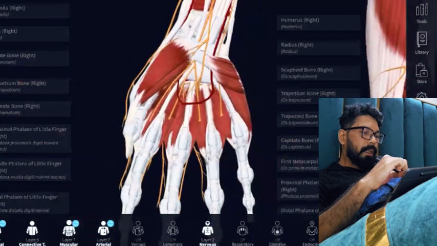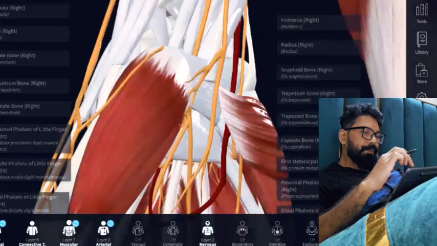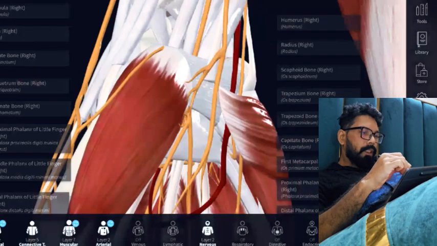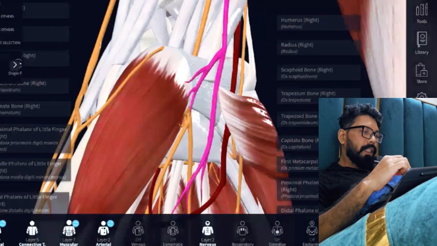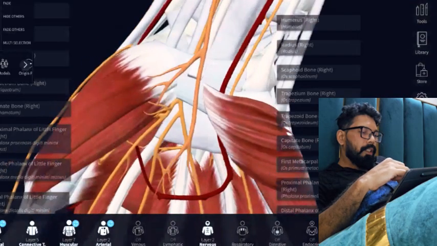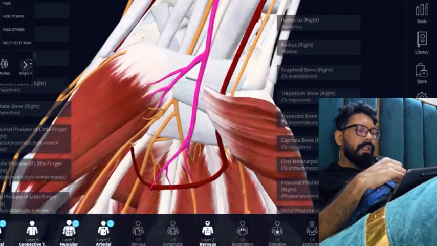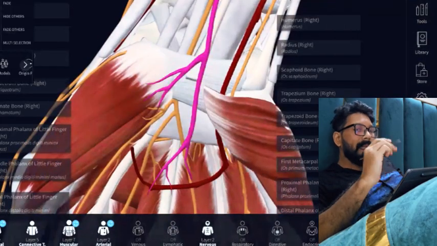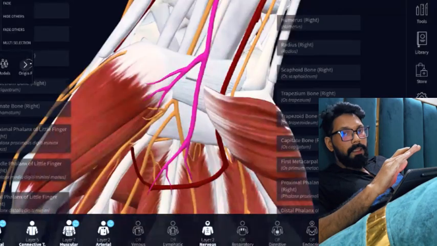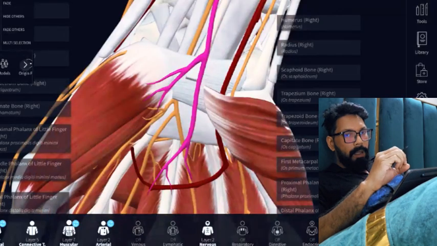Before entering the carpal tunnel, the median nerve gives a branch, that is the palmar branch, which supplies the skin over the palm, a cutaneous, sensory supply. It has not yet entered the carpal tunnel, but it is giving the palmar branch of the median nerve.